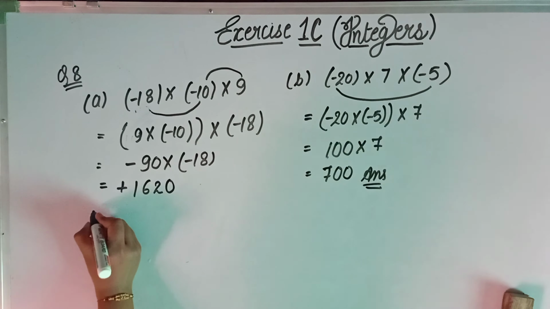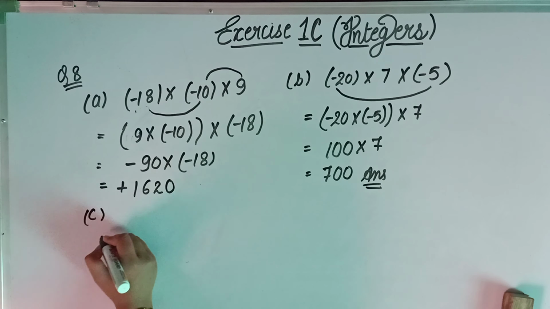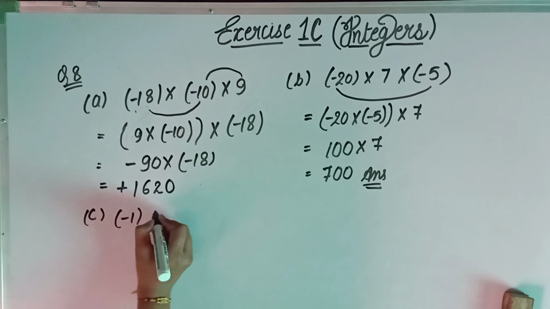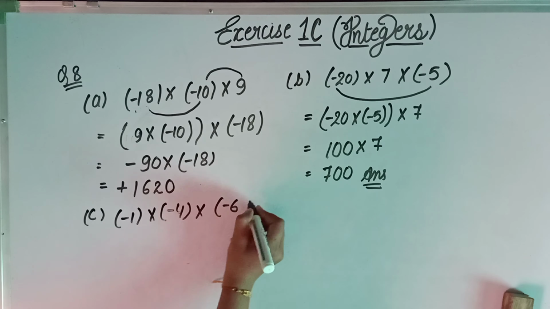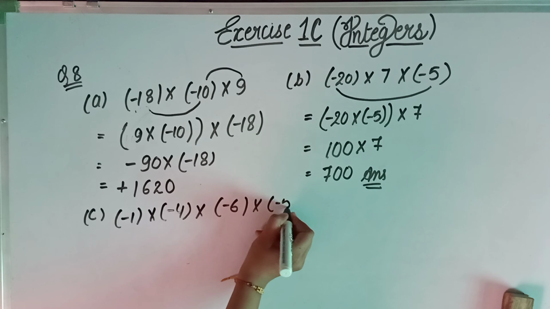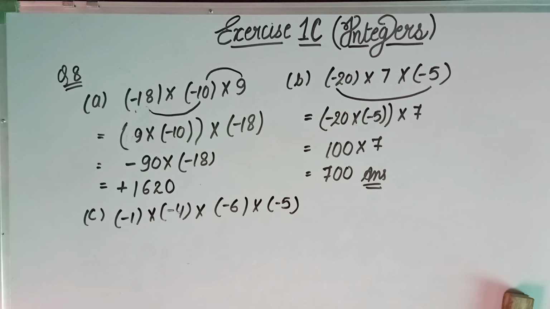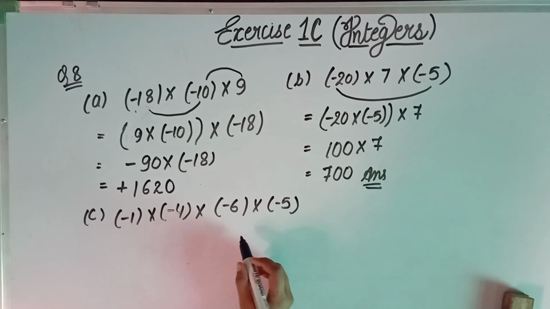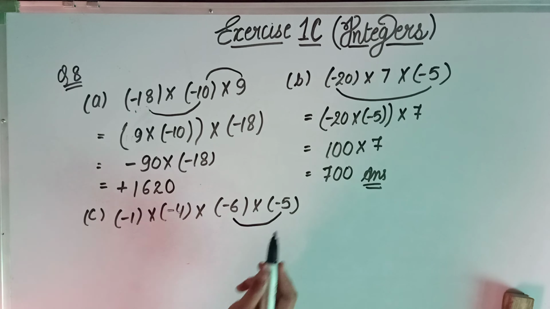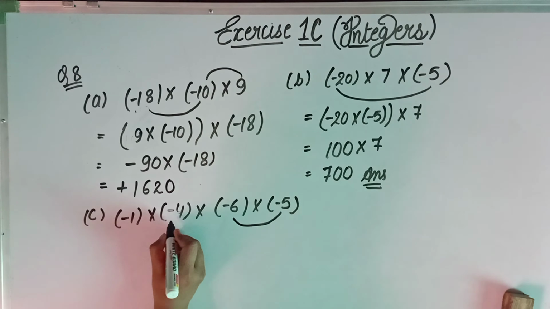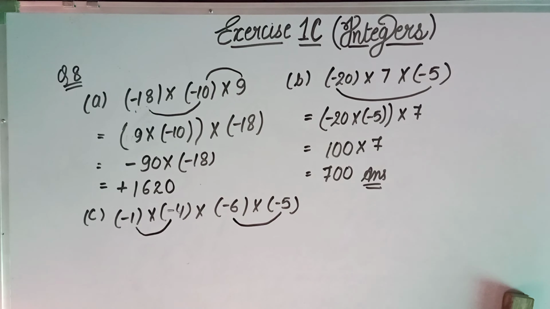Now let us move with the C part. C1 is minus 1 multiplied by minus 4 multiplied by minus 6 multiplied by minus 5. Here we have 4 numbers, so we have to make groups of two and two. 5 sixes are 30, and we can say that 5 fours are 20. You can make any group. So I am making one group of these and another group of these.